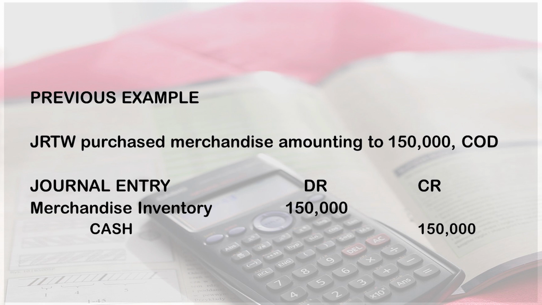As an exception, cash is credited. Cash is also an asset, because we are now reducing our asset in order to afford the payment. So we have to reduce our asset by way of cash. Therefore, we are posting cash 150,000 under the credit posting under the exception. So, as an exception, an asset can be credited or should be credited when you are reducing your asset.